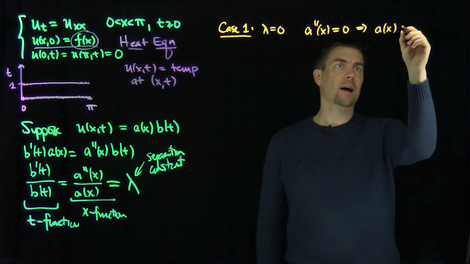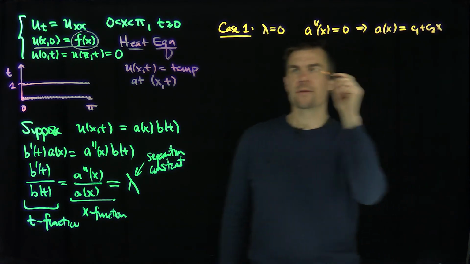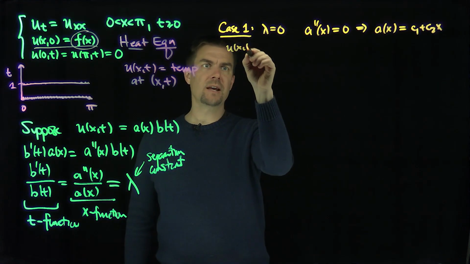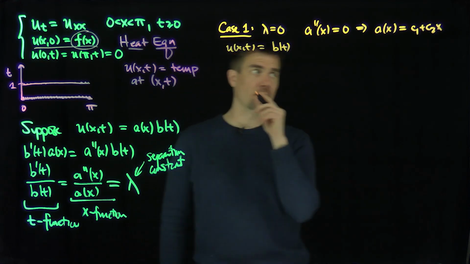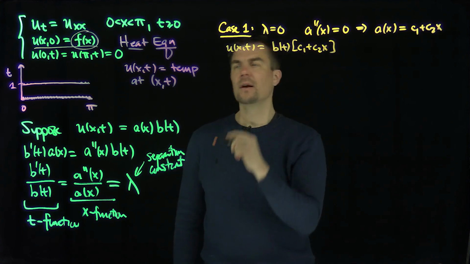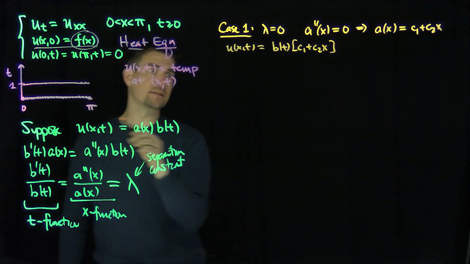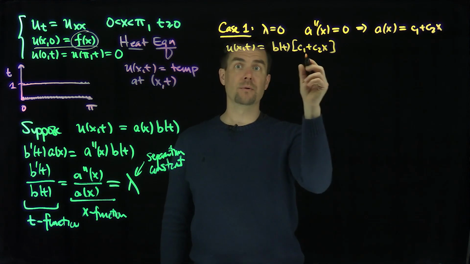So a is going to be a constant c1 plus c2x, and therefore our solution, u of x,t, will be that function b of t, whatever it happens to be, according to this equation over here, times what? Times c1 plus c2x, right? But I know that if I plug in 0, I need to get 0. So I know that u of 0,t for any t is going to be equal to 0.